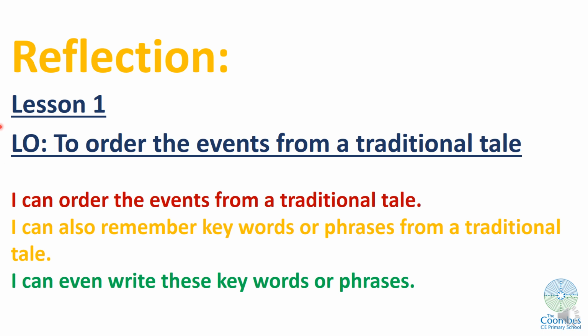It's reflection time now, so let's see how successful you have been in lesson number 1. So today you were ordering the events from a traditional tale, and that traditional tale was the 3 little pigs. The first I can order the events from a traditional tale. Could you also remember key words or phrases from a traditional tale? And could you even write them down? There's key words or phrases, or some of you may have even written sentences. Have a little think about how successful today you were in your work.